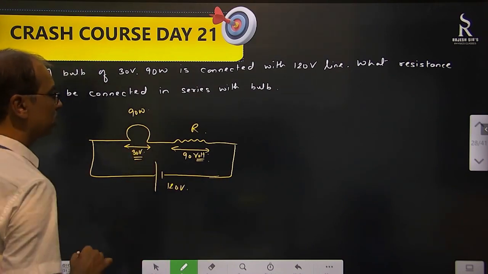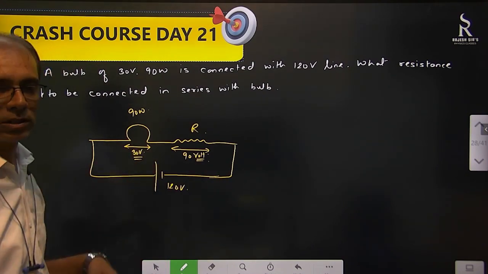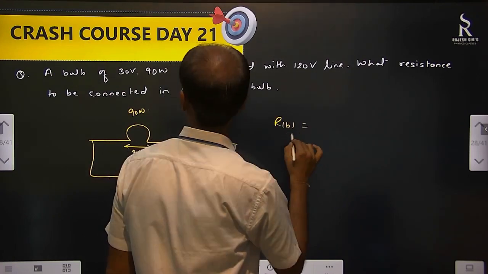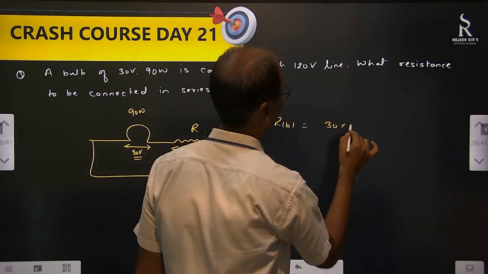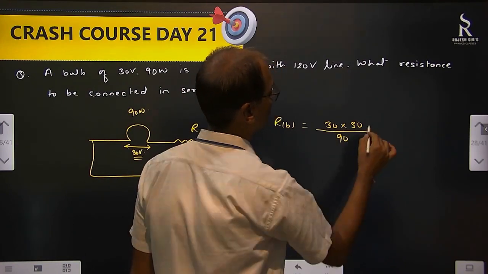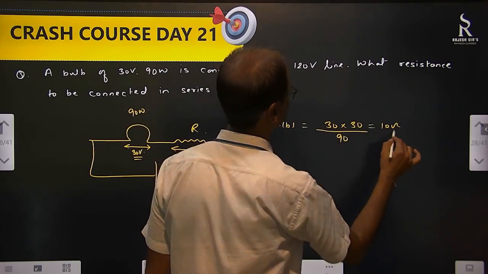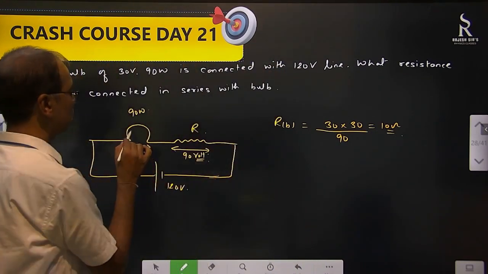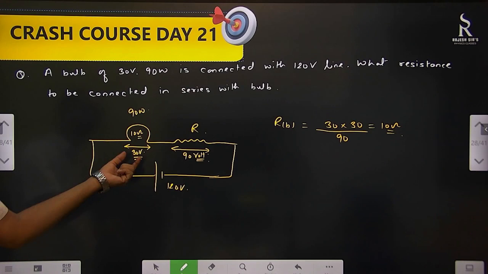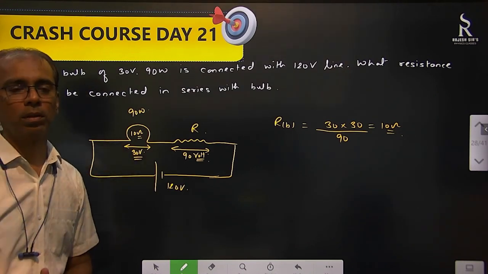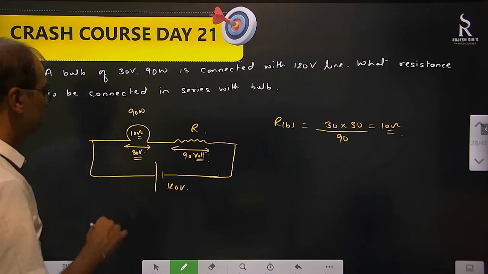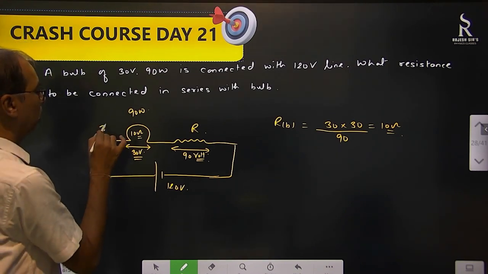Let's find its resistance first. What is the resistance of the bulb? It is 30 into 30, that is V square, by P, that is 90. It comes out to be 10 ohm. On 10 ohm, if we want 30 volt to drop, how much current can we afford? 3 ampere. 3 ampere is the maximum current.